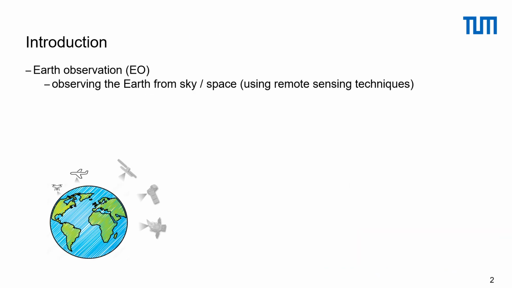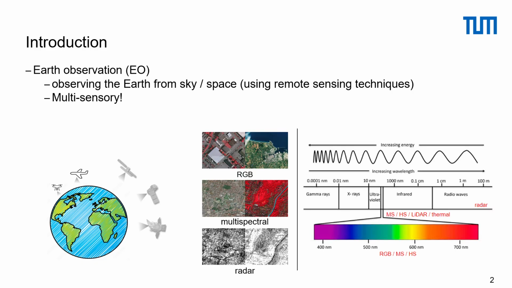Earth observation focuses on observing the Earth from platforms like drones, airplanes, and satellites. Beyond the overhead viewpoint, one key feature of EO is its multisensory signals across the spectrum, complementing each other for various tasks. With more and more satellites entering into space, EO data volume is growing rapidly.